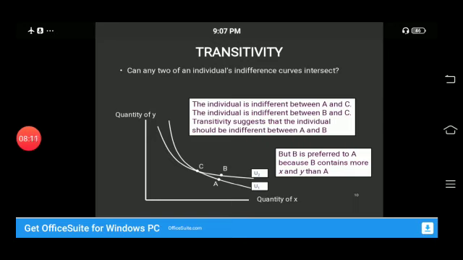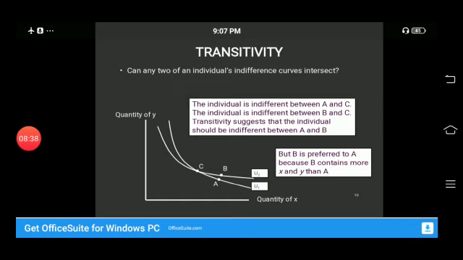Now, remember that indifference curves can never intersect. There is a question: can any two individual indifference curves intersect? No. Indifference curves can never intersect. This is a question that can be asked to you, do indifference curves intersect? So you need to answer this. No, they cannot intersect. So we can prove it.